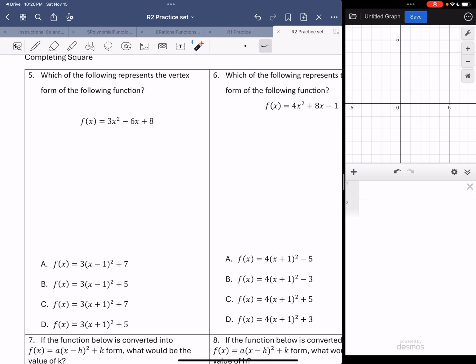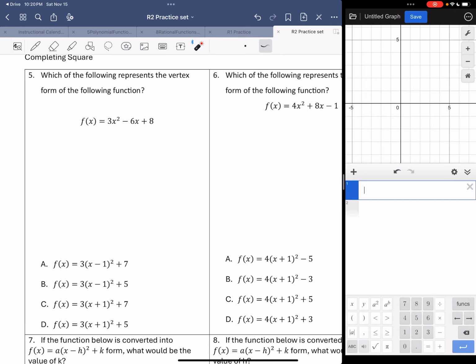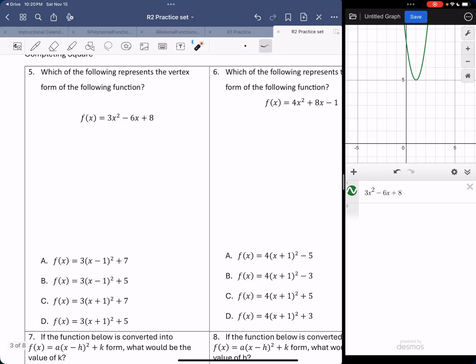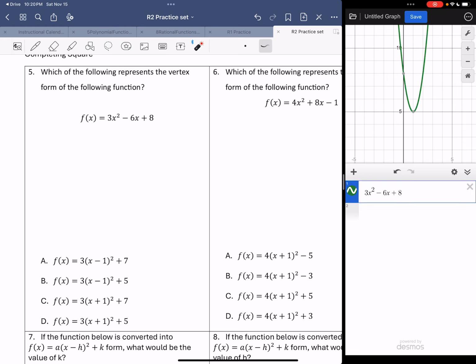So what I'm going to do is I will just simply put this one into decimals, because the question is asking which one of these is the vertex form of this. So theoretically speaking, you should have something like this right here. And it's easy. First, what is our vertex?